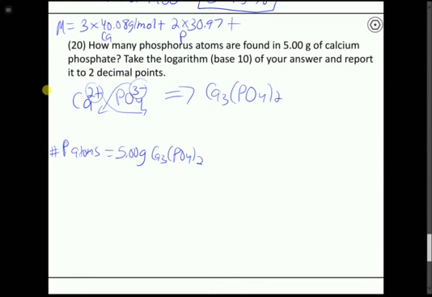And then for oxygen, we have 4 per phosphate, 2 phosphates, 4 times 2 is 8. And the atomic mass of oxygen is 16. So our molar mass for calcium phosphate is 310.18 grams per mole. So we're going to use that then to convert this mass of calcium phosphate into moles.